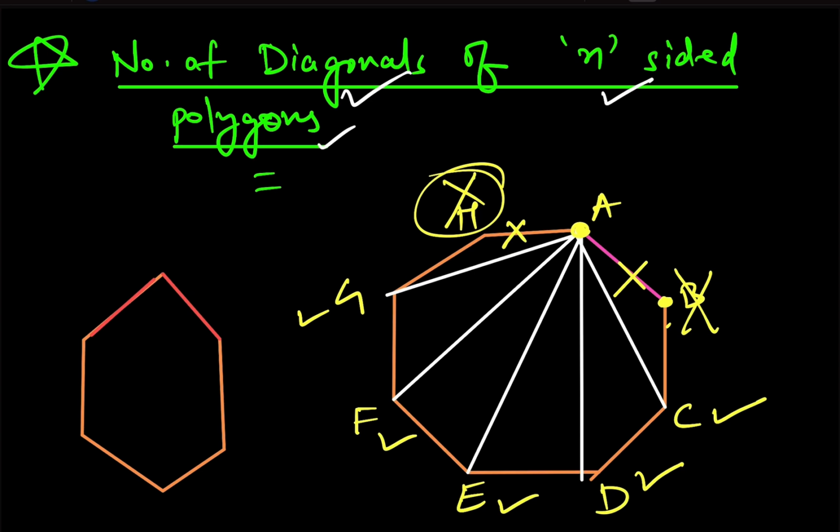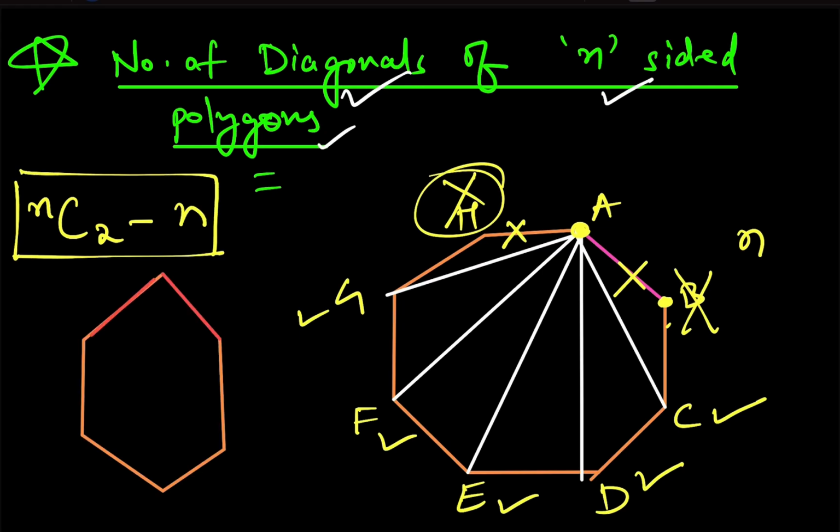Suppose an n-sided polygon is there. We have to select any two vertices, nC2, but in each case we will also get one adjacent side, so we have to not consider the sides of this polygon. So we will subtract the number of sides of this polygon. This is our formula for the diagonals of an n-sided polygon. So the number of diagonals of an n-sided polygon we have found is nC2 minus n.